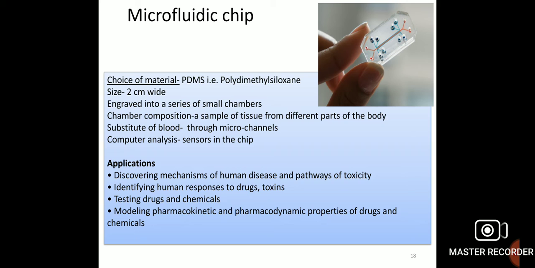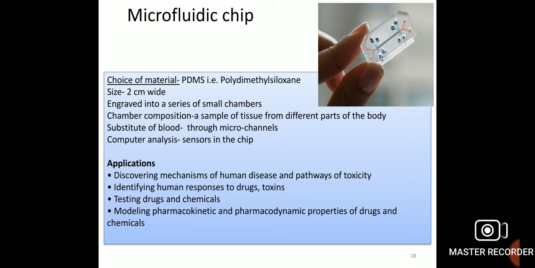And the chamber composition, finally, would be like what I said: a sample of tissue from different parts of the body can be placed, and then its substitute of blood is through microchannels, which are shown in the figure, and the analysis of this can be done by computer using sensors which are placed in the chip. So what are the applications of this?